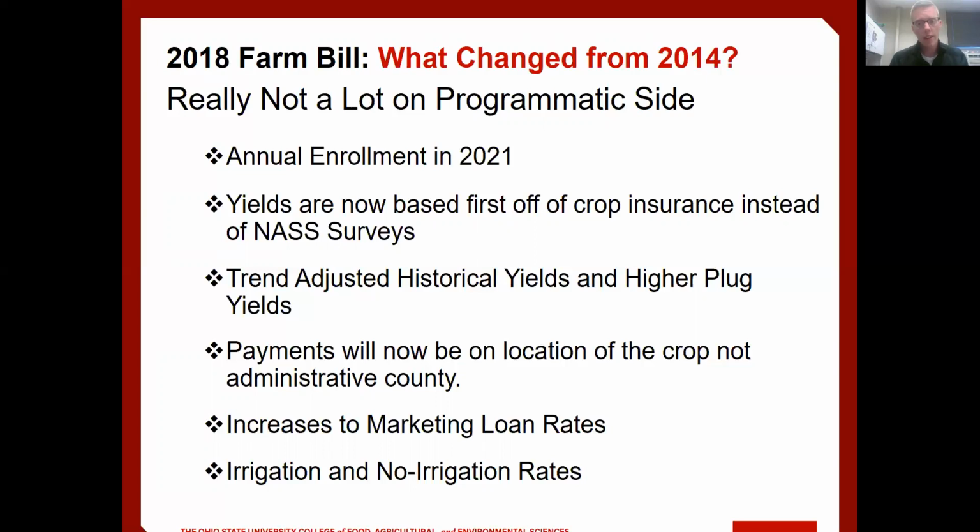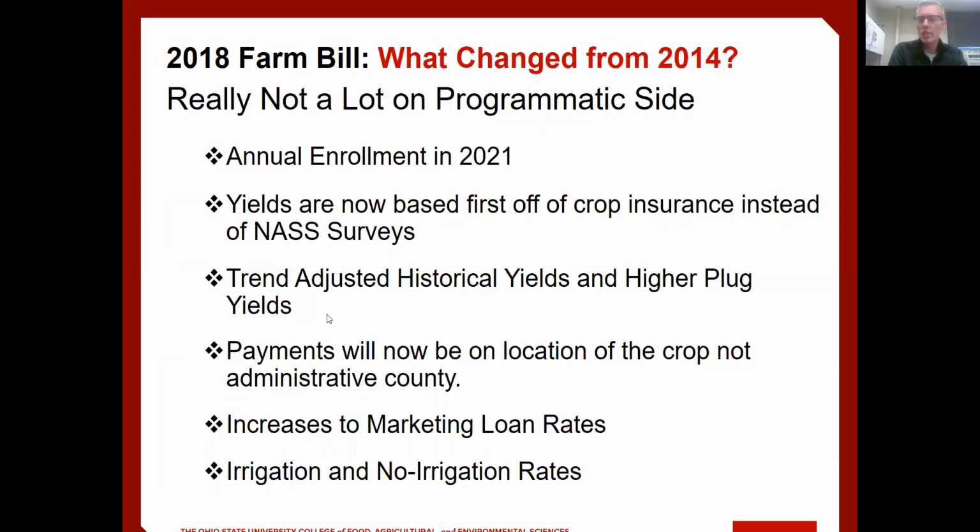However, there are other counties where the National Ag Statistics Service yields have been higher than the Risk Management Agency yields. And so depending on that will change whether it's a benefit to your county. But it's just important to know that in this farm bill, the yields will be based off RMA yields instead of the National Ag Statistics Service.